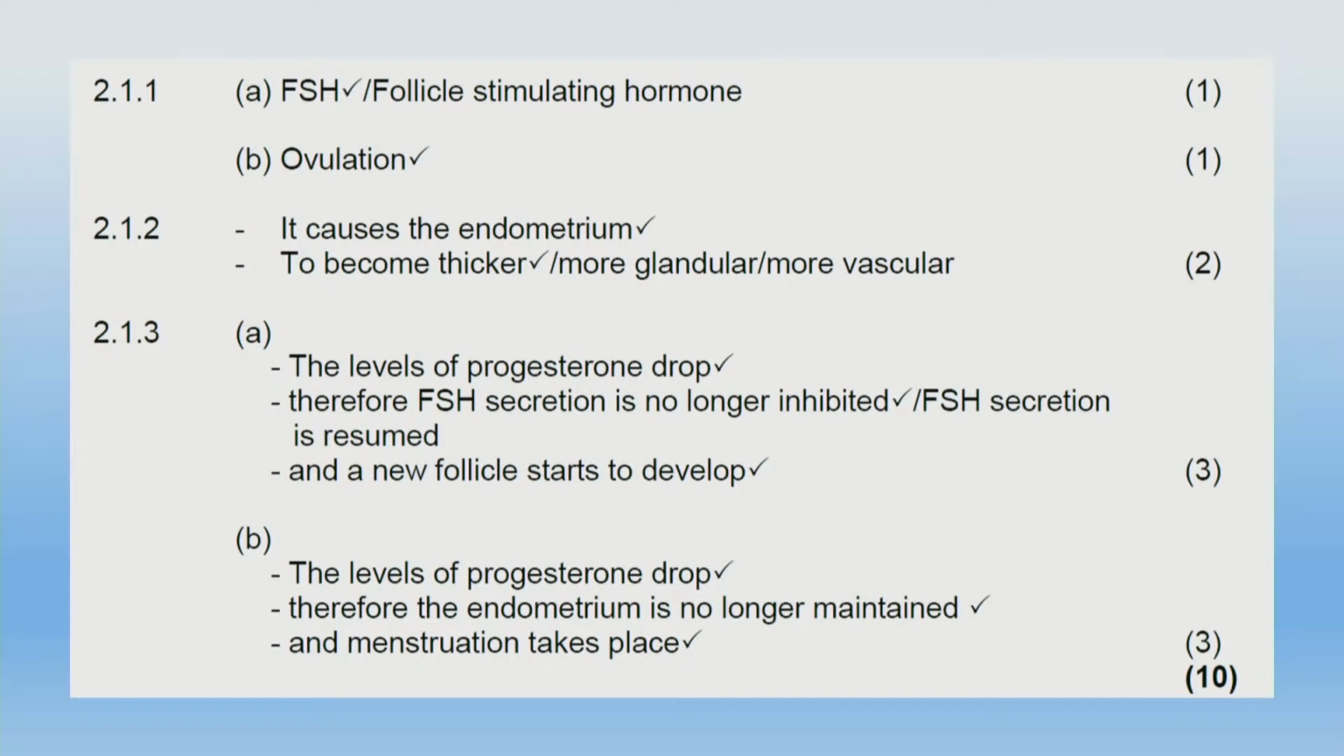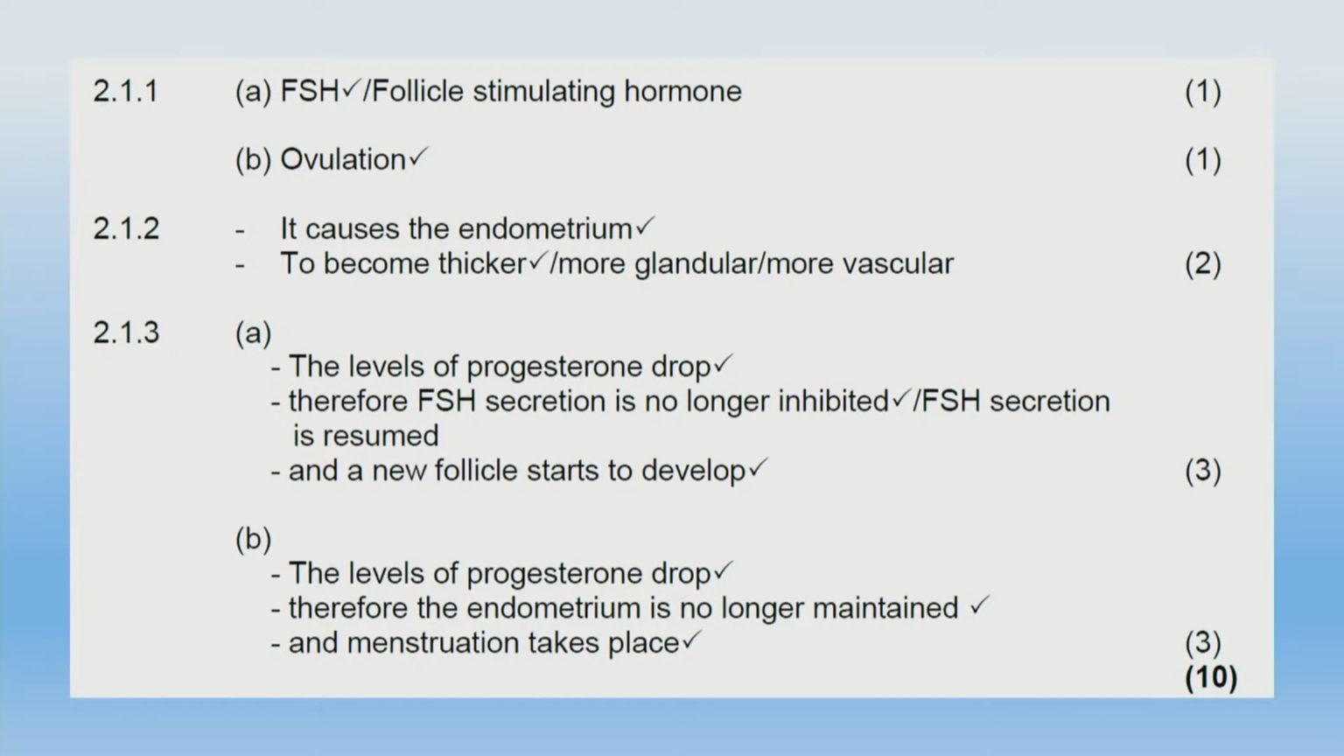So that is what is going to happen inside the ovaries if the corpus luteum degenerates. And then number B, again, what will happen? You have to explain the implications. If structure number B, which is corpus luteum, degenerates, what will happen inside the uterus? So again, the level of the progesterone will drop.